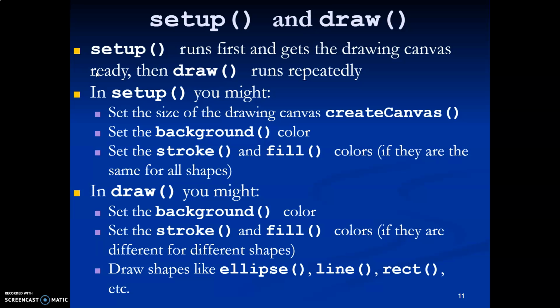So for setup, we do things like we create the drawing canvas. If we have just one background color that we want there to be once at the beginning, we might do that. If we're going to be using the same stroke and fill for the entire program, we might put that in setup. In draw, however, we might put background there if we want to repeatedly draw the background or draw the background in different colors at different times. Same if we want to set the stroke and the fill to different colors at different times, we'd probably put that in draw instead of setup. And then all our other drawing functions like ellipse and line and rectangle would be called from the drawing function as well.